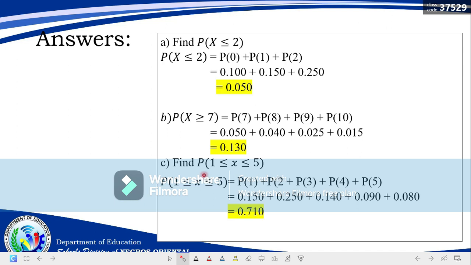How about this one? Find the probability wherein x is greater than or equal to 1 but less than or equal to 5. That means 1 is included as well as 5 and the rest in between 1 and 5. So we're going to add the probability wherein x is 1, that is 0.150, wherein x is 2, that's 0.250. By the way, there must be a parenthesis here. Then P wherein x is 3 is 0.140, wherein x is 4 is 0.090, and wherein x is 5 is 0.080. A total of 0.710. So this is now our probability wherein x is greater than or equal to 1 but less than or equal to 5.